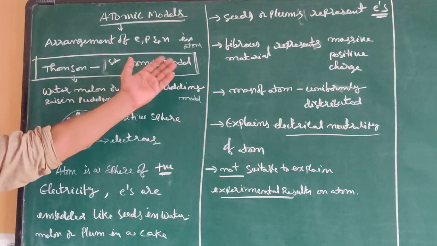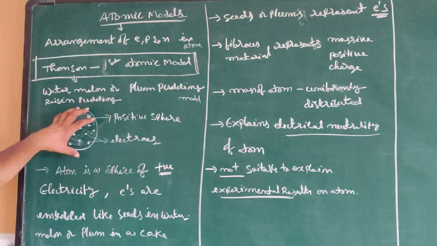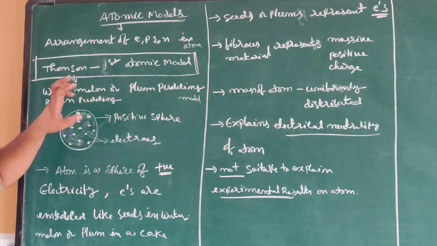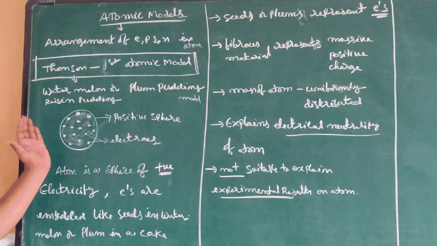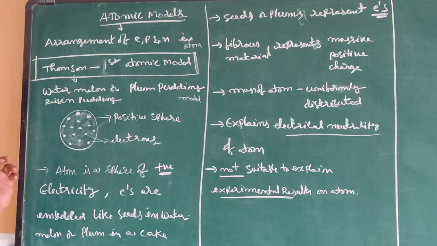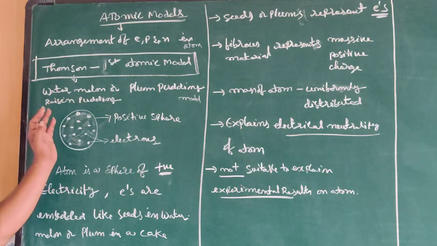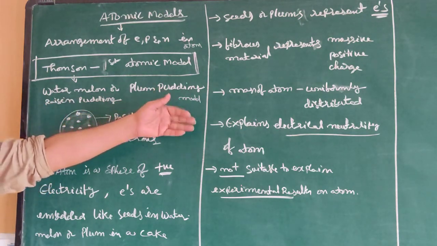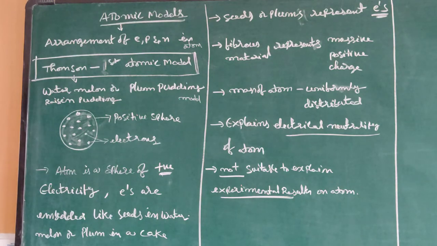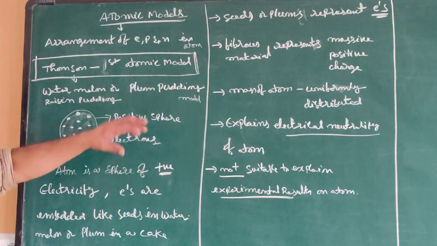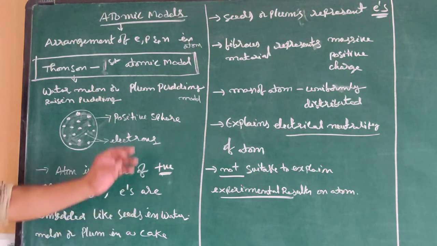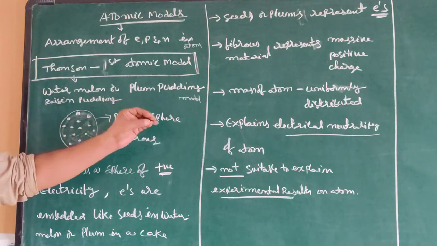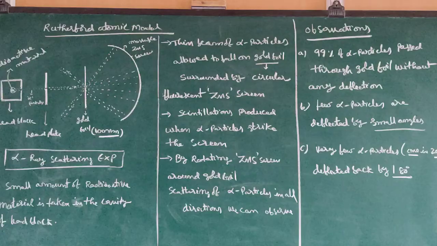The fibrous material represents a massive positive charge. According to this model, the mass of the atom is uniformly distributed. This explains the electrical neutrality of the atom, but fails to explain the experimental results on the structure of the atom.